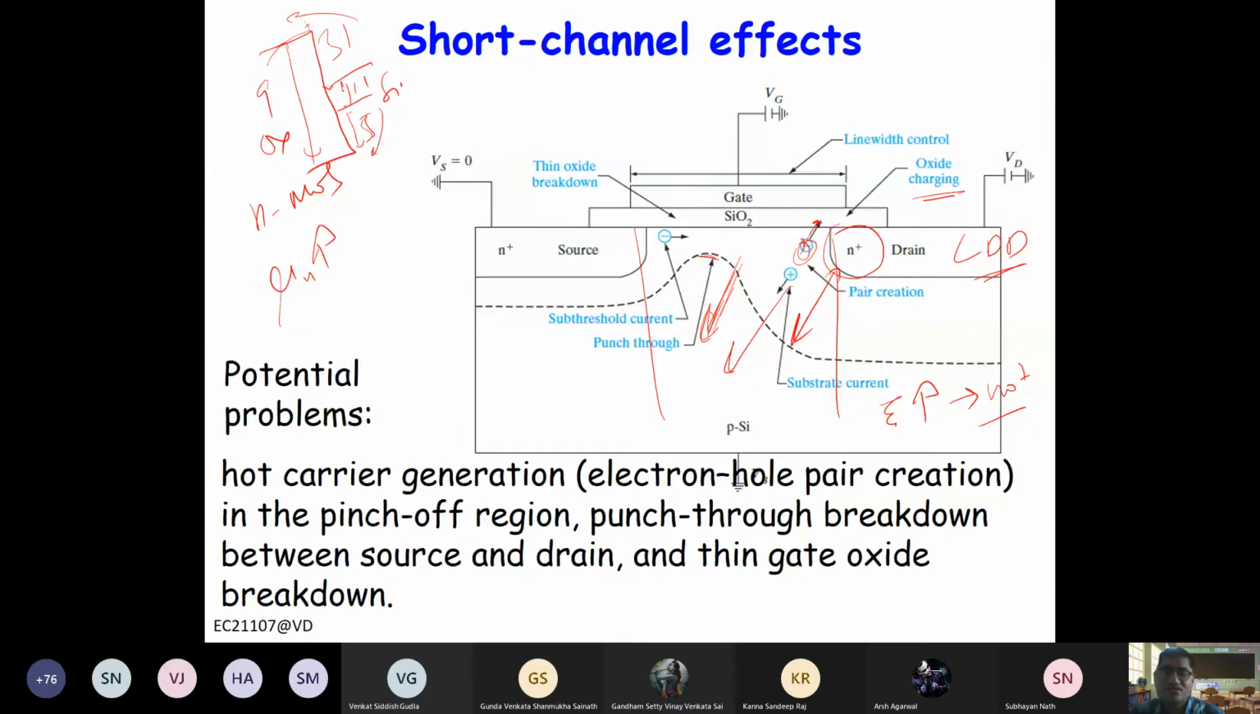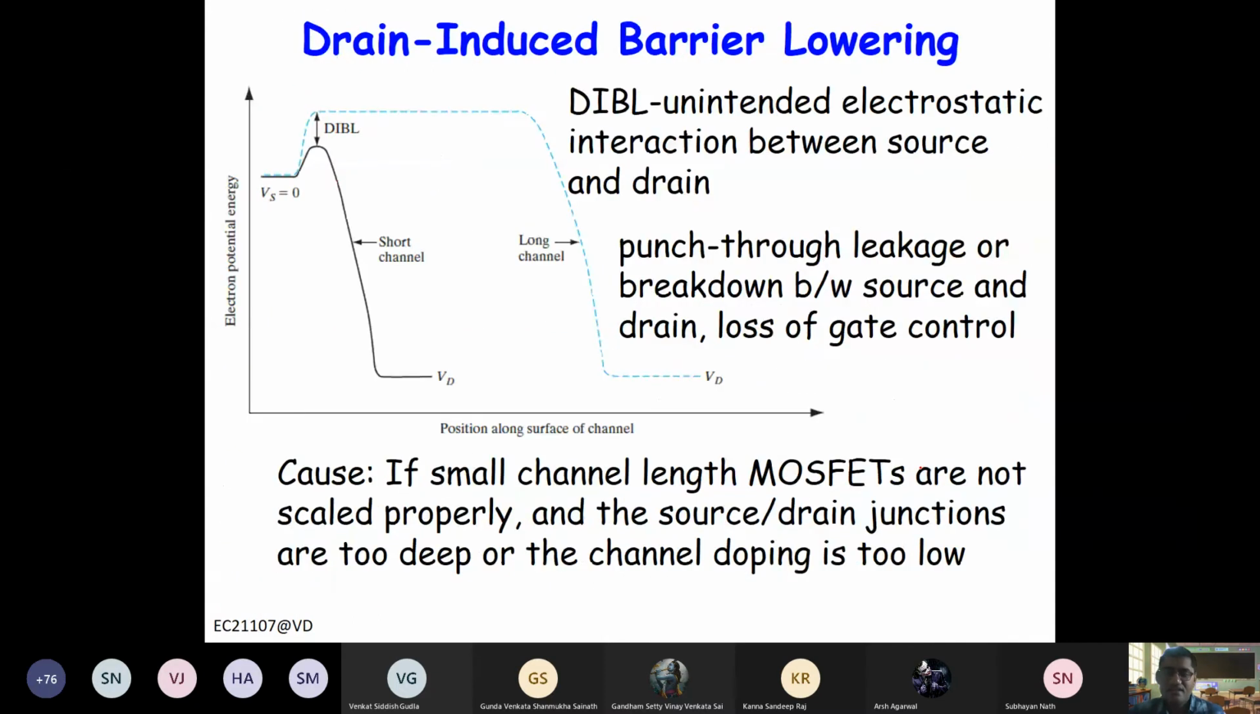Then another phenomenon in short channel devices is drain induced barrier lowering, and that happens when the channel is short. This is a long channel, right? The barrier lowering is there due to the drain voltage. But if the length is short, then this effect can extend up to the source. So the electrons in the source see a barrier which is reduced. This is called drain induced barrier lowering.